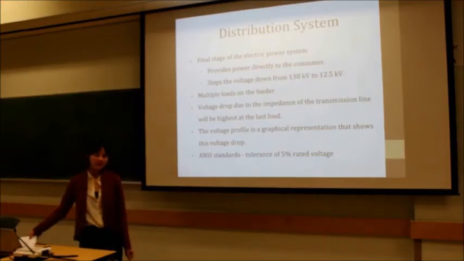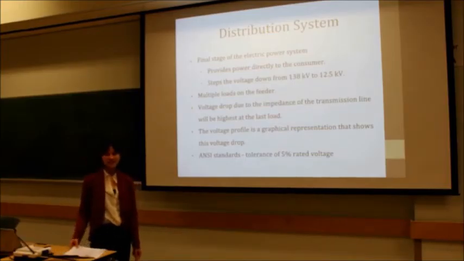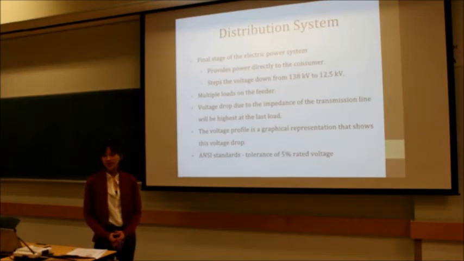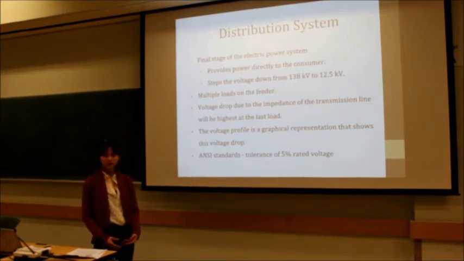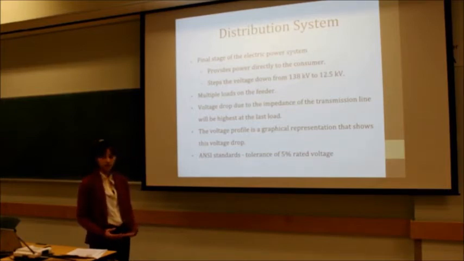Solar energy can be used directly in the distribution system of the electric power system. The distribution system is the last stage of the power system, and it provides power directly to the consumer. It steps the voltage down from 138 kilovolts to 12.5 kilovolts with a step-down transformer. Because there are multiple loads on the feeder, the voltage drop due to the impedance of the transmission line is highest at the last load.